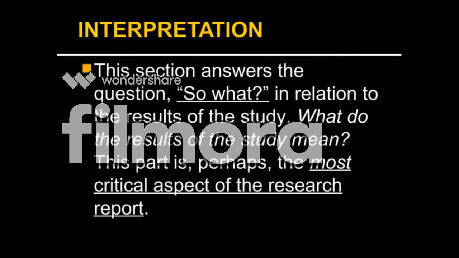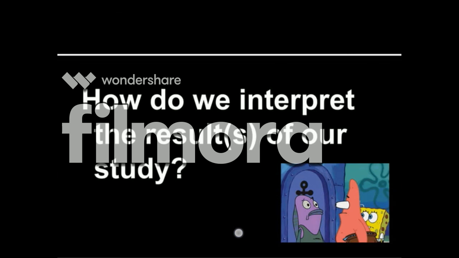Now let's talk about interpretation. This section answers the question, so what? In relation to the results of the study, what do the results of the study mean? So this part is perhaps the most critical aspect of the research report. Interpretation is often the most difficult to write because it is the least structured. This section demands perceptiveness and creativity from the researcher.